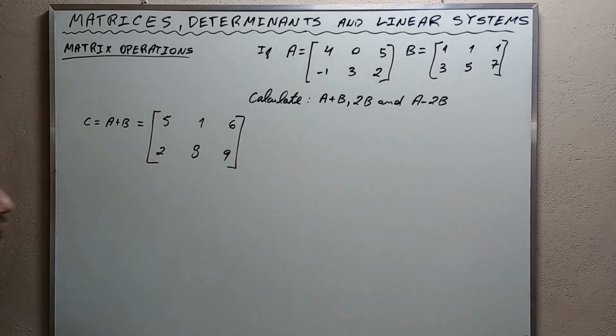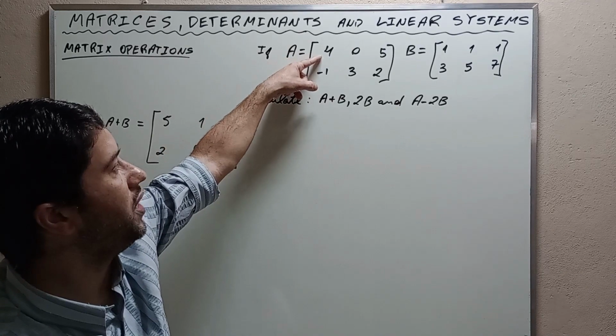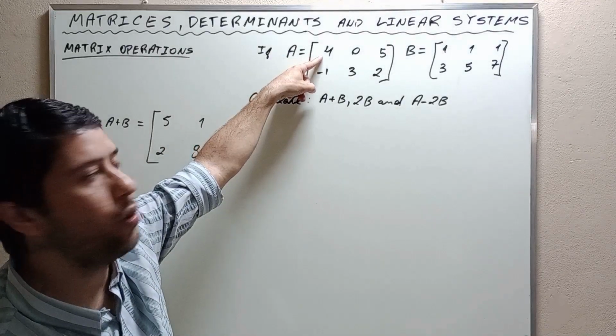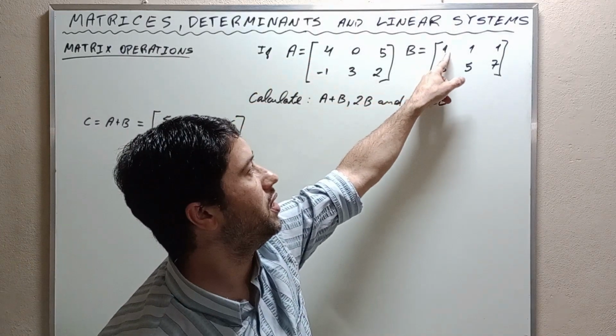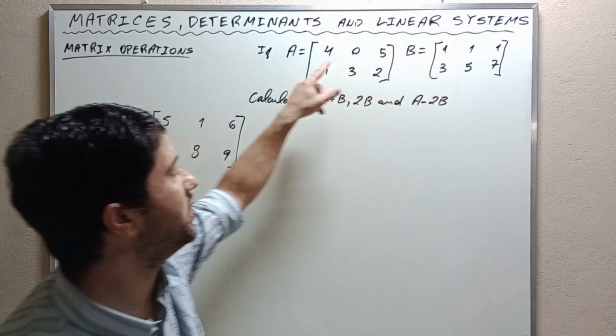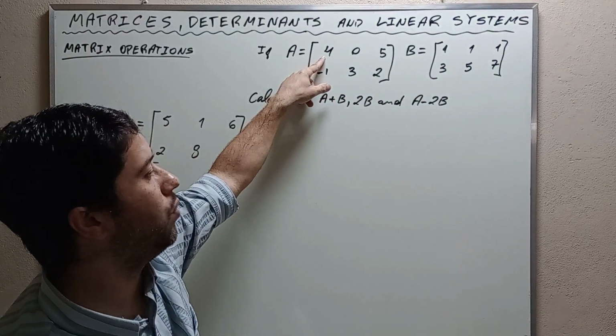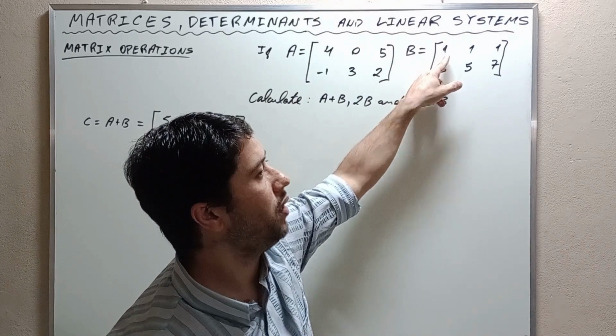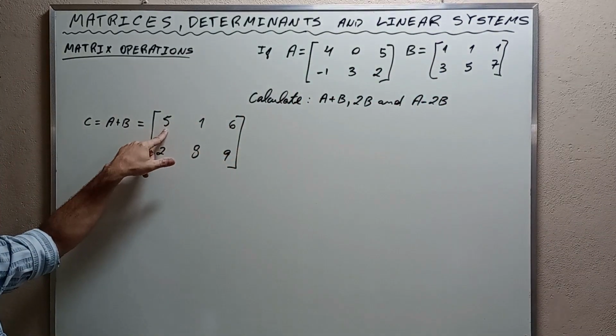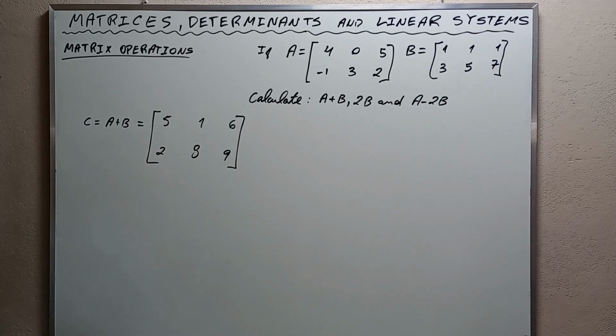It's very simple. We simply sum the corresponding entries of A and B. This entry here is A11. This entry here is B11. We sum A11 with B11 and we get C11 and so on. This is how we add matrices.